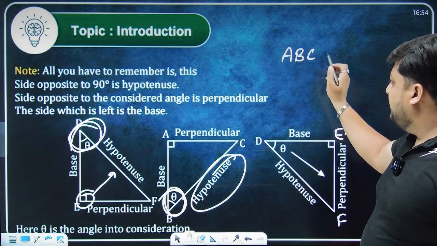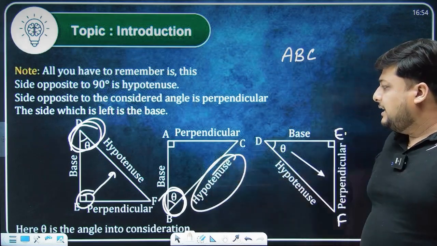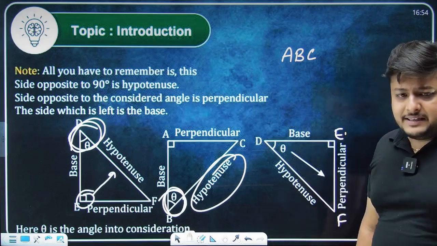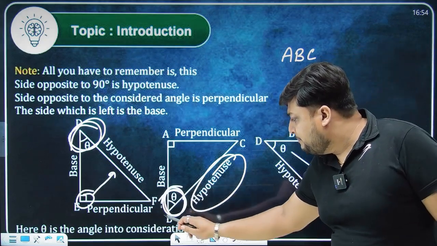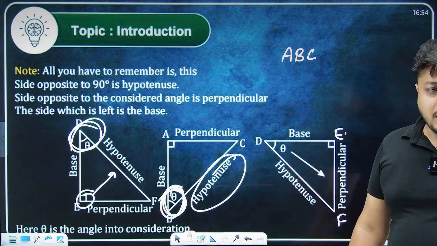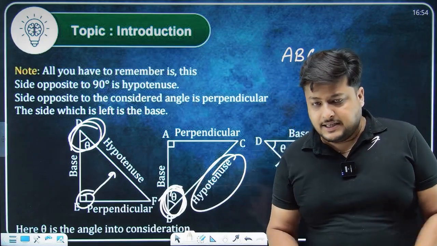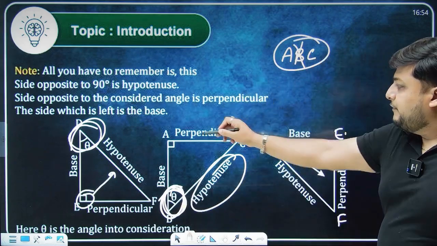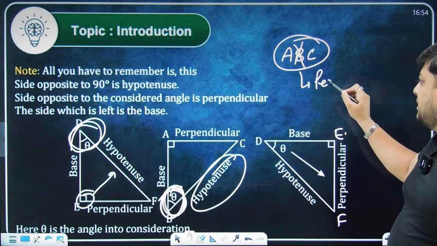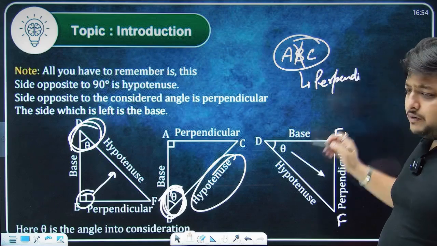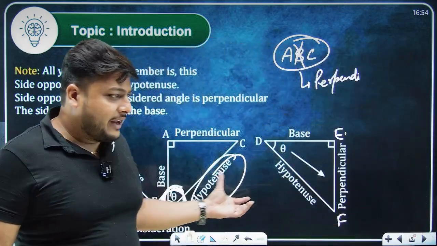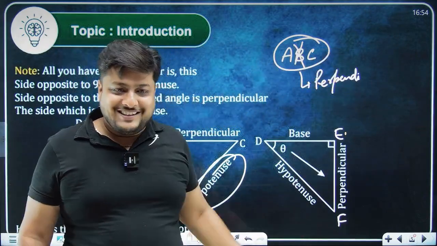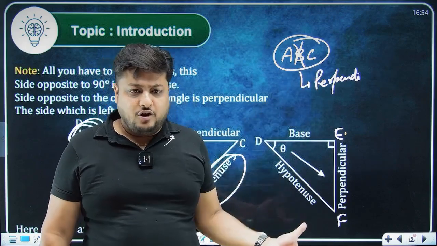ABC is the triangle name, and if we need to find out which is the perpendicular, the very easy trick I am going to give you. At B, you have to find where our considered angle theta is, that is at B. So remove B from this, and you will get AC, which is our perpendicular. So if you have to find the perpendicular without seeing the image of the triangle, you can find it like this also. You just remove the considered angle, and the remaining AC is called the perpendicular.